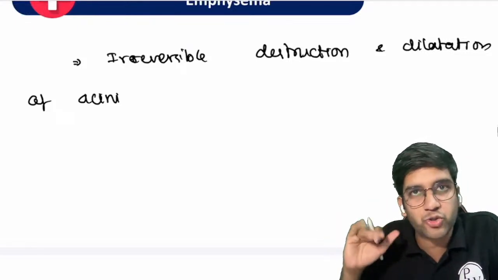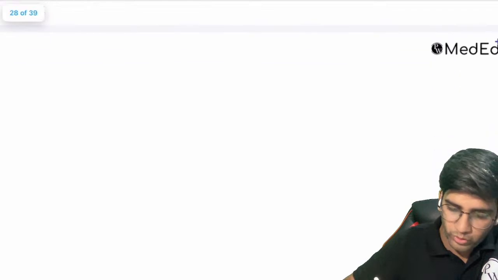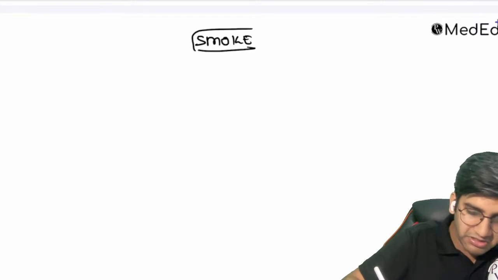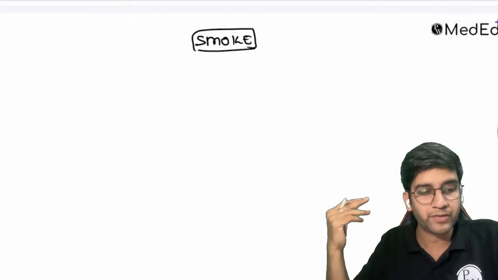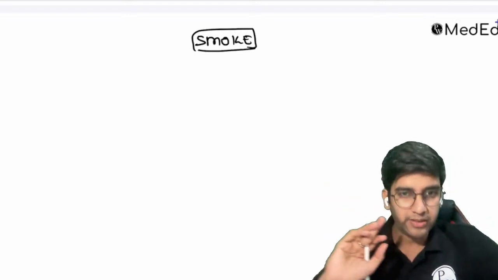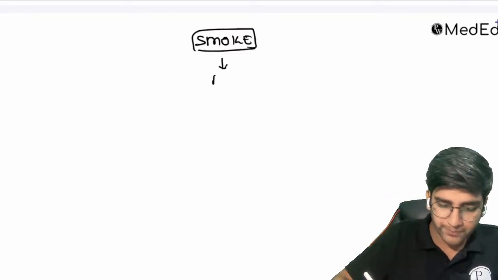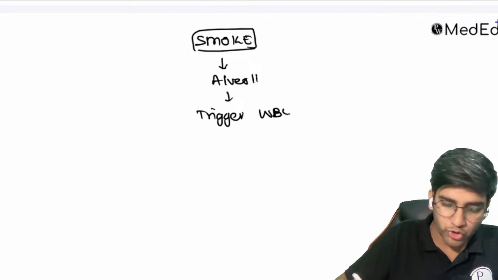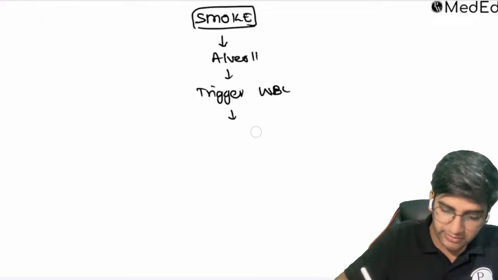If I know how my body reacts to smoke, I easily know about emphysema. When you inhale smoke, whatever it may be, a tobacco smoke, a cooking-related smoke, your vehicle smoke, pollution, anything, once it enters my alveoli, smoke has the capacity to trigger WBCs. Smoke will let WBCs release their enzymes. It will make them degranulate.